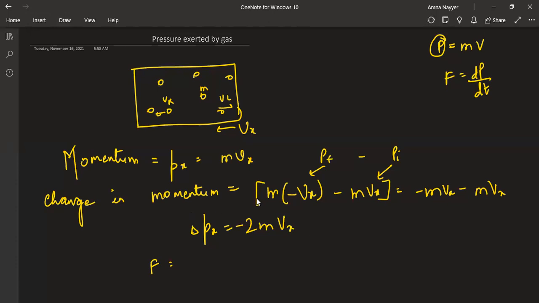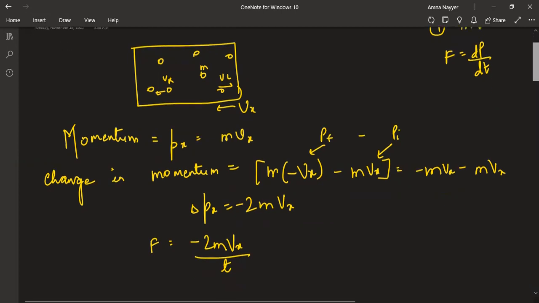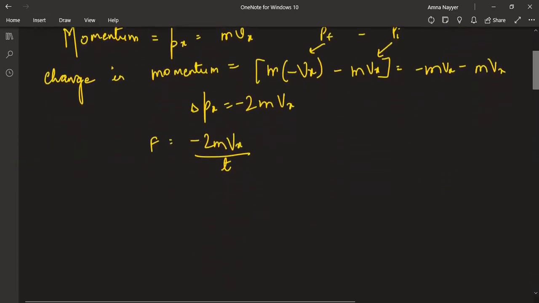From here, you can say momentum is minus 2mvx divided by time. That is the force. So I have the force. Now what you were mentioning, Tarif, pressure. There's a relation between pressure, force, and area. I have told you all this in fluids. Pressure is force by area. So I have the value of force with me. This is the value of force.